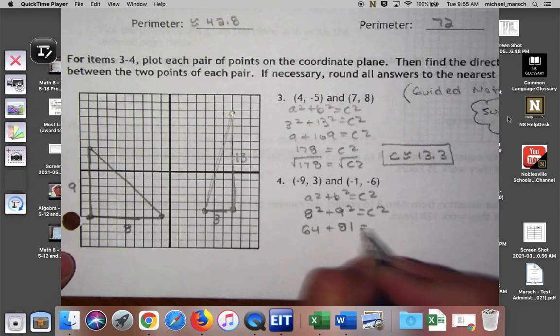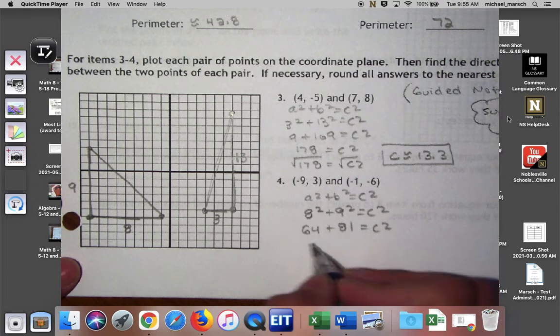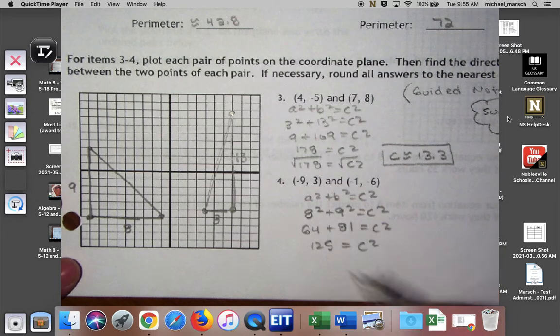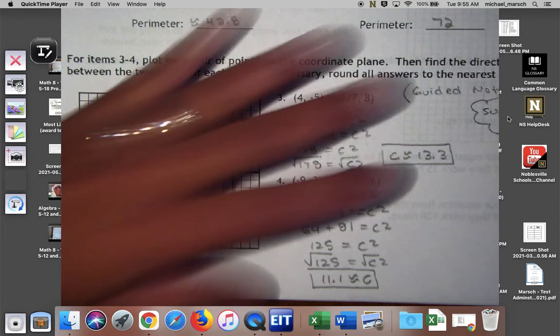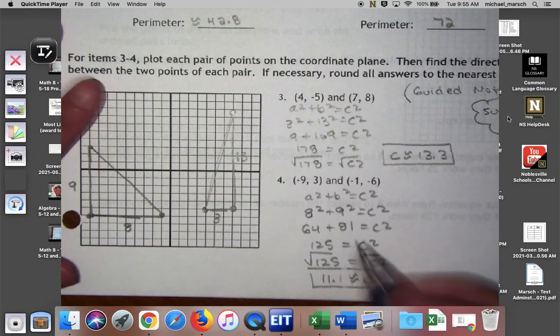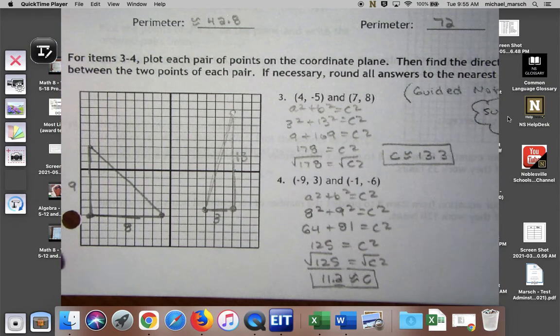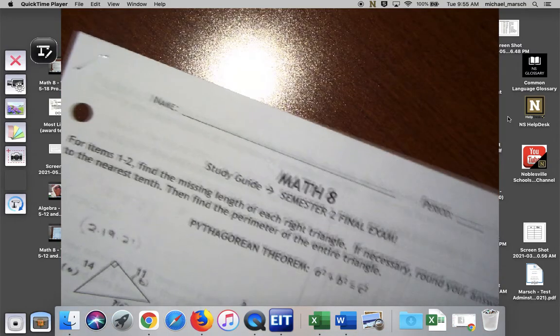64 plus 81 equals c squared. 125 equals c squared. Take the square root of both sides, and I end up with 11.1. C is about 11.1. Let me make sure that's right. Let me put 125 square root. Oh, that should be 11.2. I should round up to 11.2. There we go. About 11.2. Okay, next page.